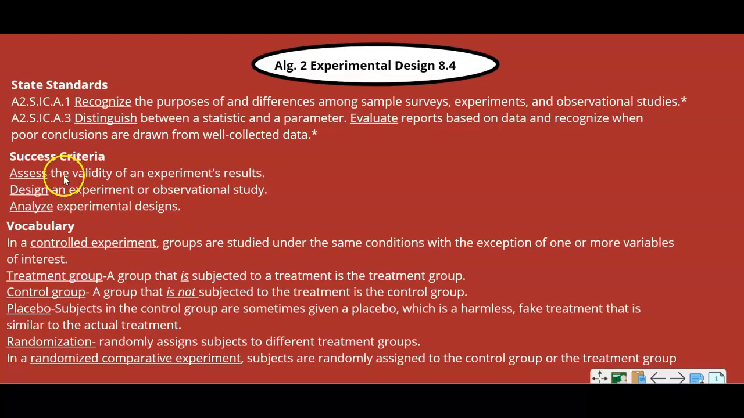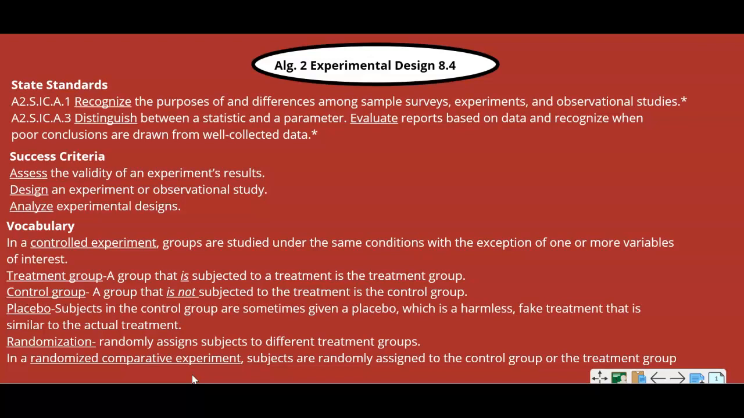Success criteria: you need to be able to assess the validity of an experiment's results. You need to be able to design an experiment or observational study, and you need to be able to analyze experimental designs. There is a few new vocab. Make sure that you get these in your notes and you go over them a few times. Hopefully they will not be too difficult.